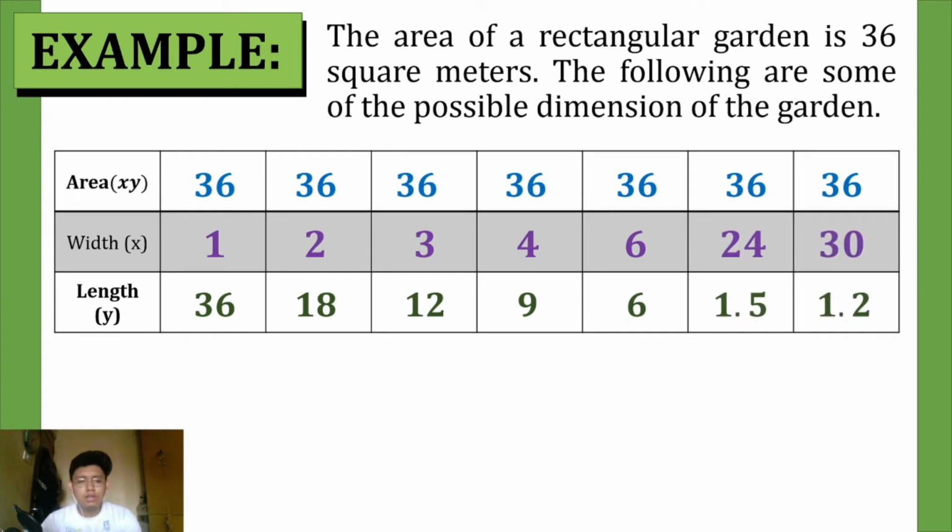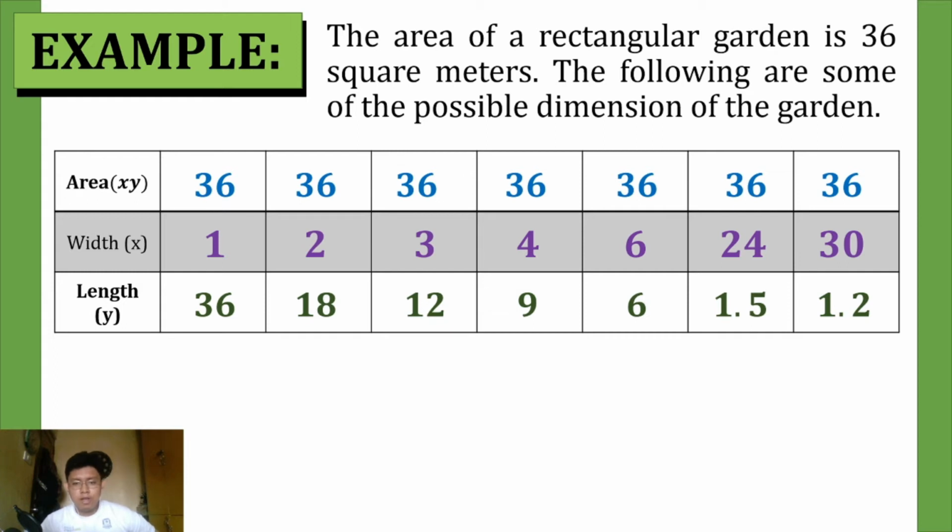Now, what can you observe about the relationship of the width and the length, our x and our y? Our constant of variation here will be the area, because our area will still be 36 whether we change our dimensions. So our constant of variation for an inverse variation is the product of x and y, the product of our independent and dependent variables.